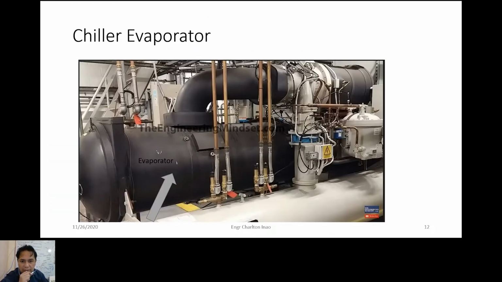Now, here is another evaporator, very far from the one. So here is the evaporator. Look at the form, no? So this black thing here is the evaporator of the chiller, right? Evaporator of the chiller, and the other side is the condenser. So the big one is the condenser. So that is the chiller.